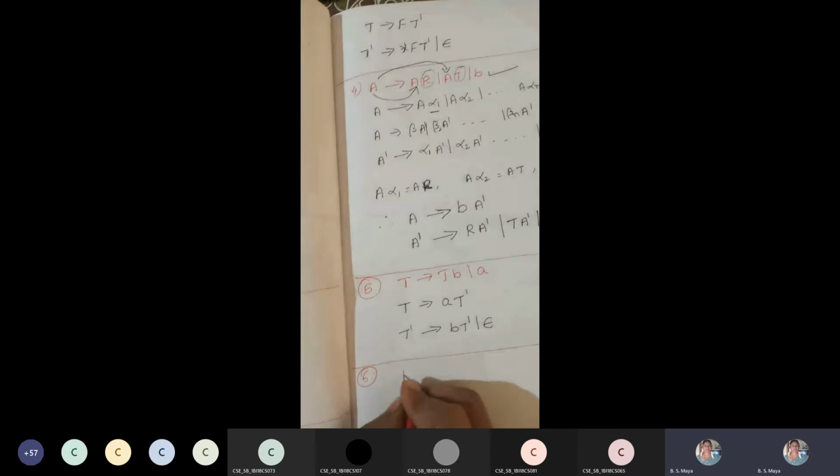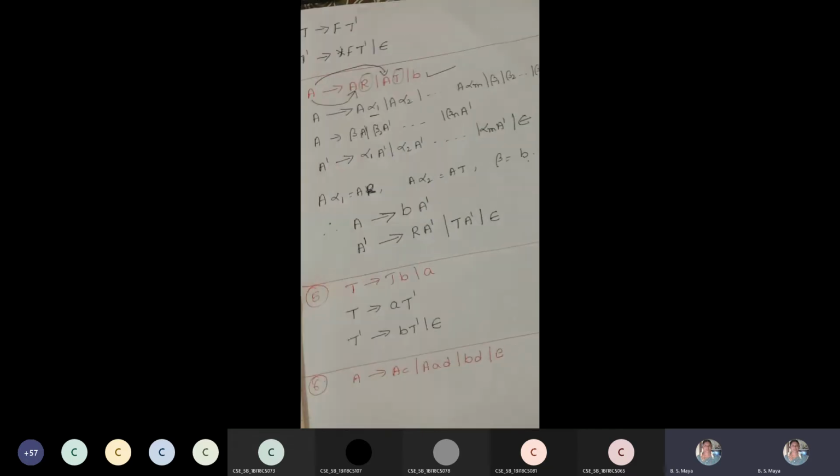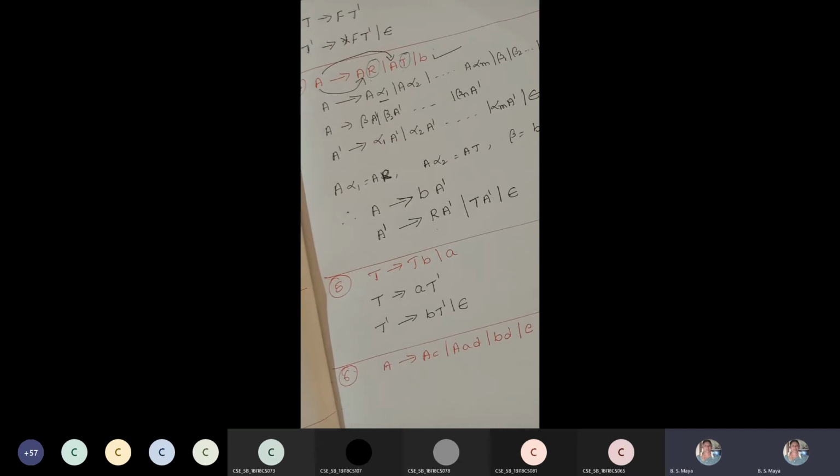Sixth one. A derives AC, AAD, BD and E. Now observe. How many alpha, how many beta? Two alpha, one beta. Sorry, BD or E, just observe it. BD or E. Okay, then how to write it?